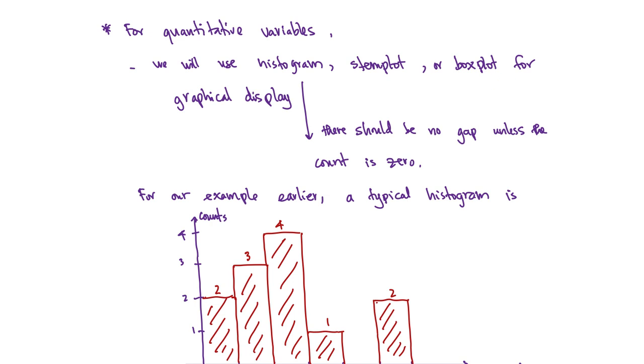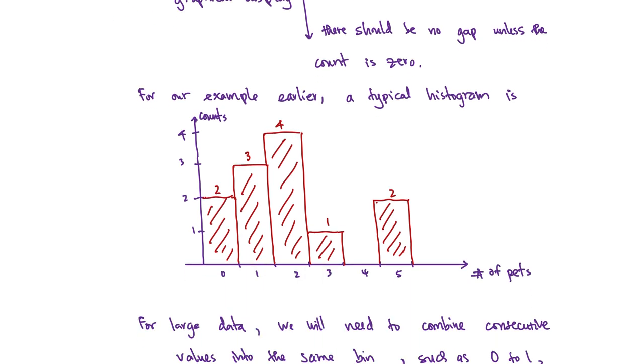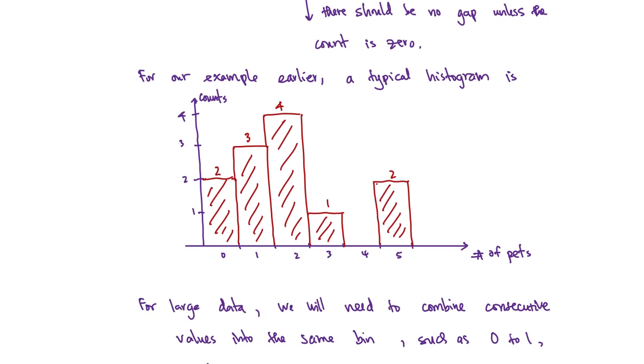In a histogram, there should be no gap unless the count is 0. For example, earlier we had the counts of the number of pets, which is the quantitative variable. This is what a typical histogram looks like. We see that there are 2 counts of 0, 3 counts of 1, 4 counts of the value 2, 1 count of the value 3, 0 count of the value 4, but we still need to include 4 because this is the number line. And 2 counts for the value 5.